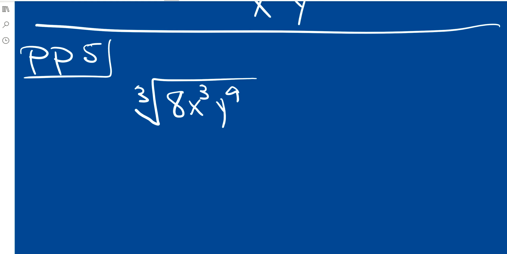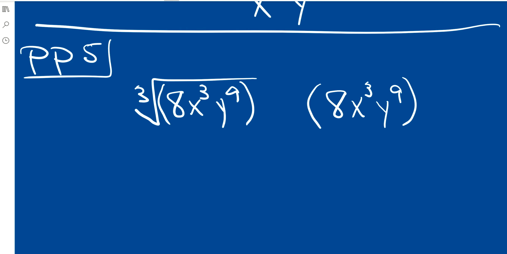All right, here's practice problem 5. I, of course, did example 5. All right, so bad habit. All right, so here's a different problem, and I want to write this with a rational exponent. So I'm going to take what's inside. Notice how I'm putting it in parentheses and making it 8x cubed y to the 9th. And that's going to be in parentheses, and I'm going to raise that.